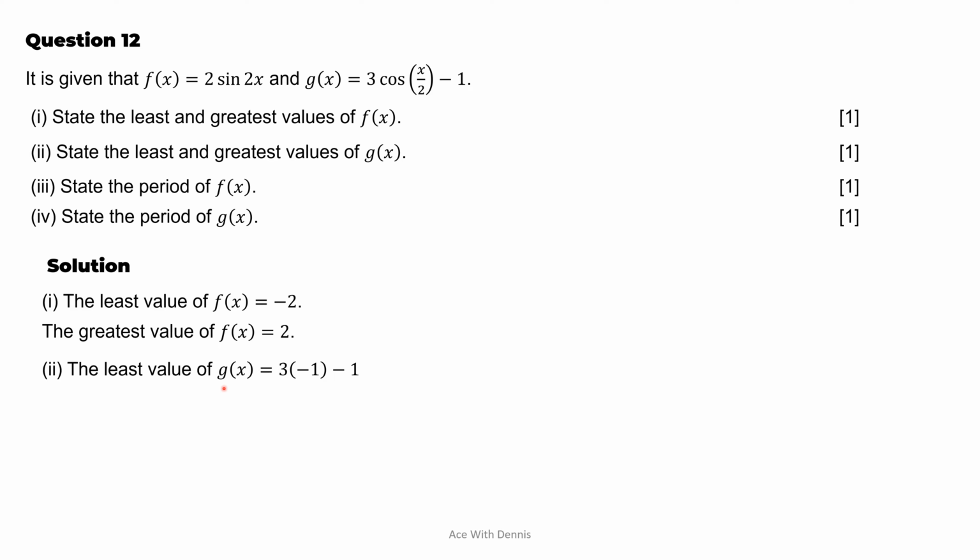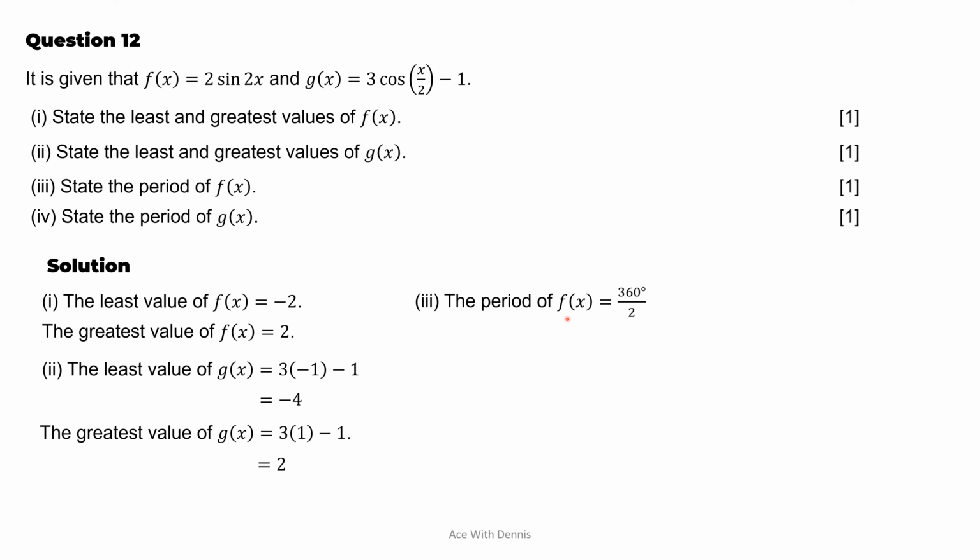Similarly for part 2, we need to be careful a little bit because we have the -1 here. The cosine x over 2, the least value is -1. Hence, the least value for g(x) will be 3 times -1 minus 1. We get -4. For the greatest value of g(x), the maximum value of cosine x over 2 will be 1. Hence, the greatest value of g(x) will be 3 times 1 minus 1, and the answer is 2.